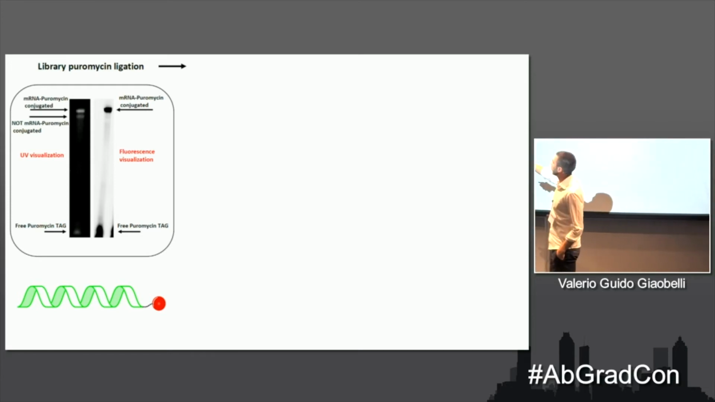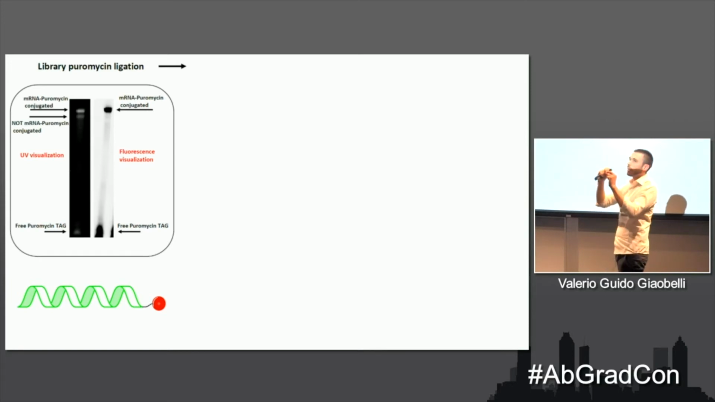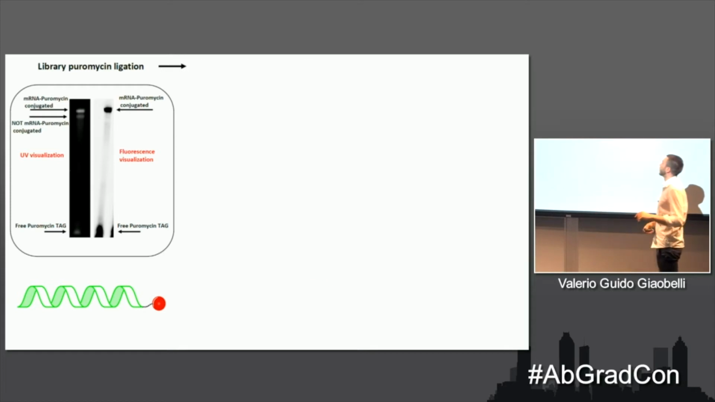On the other side, we can see the visualization with the common UV visualization with GelRed, and we can see that the yield is more than 80%. It means that some RNA still does not bind the puromycin, but the process is still okay.